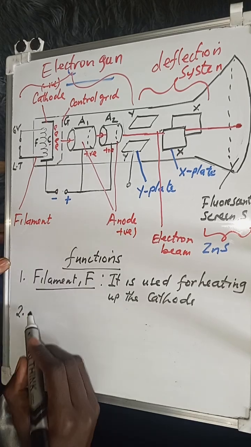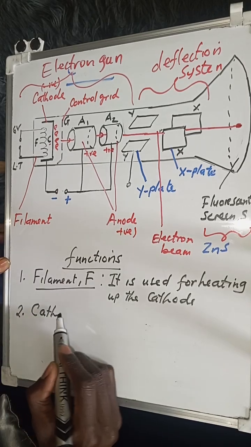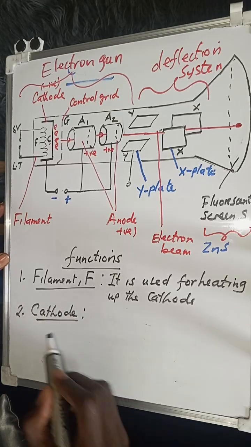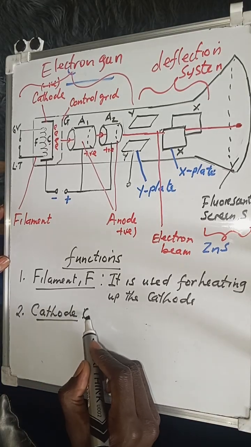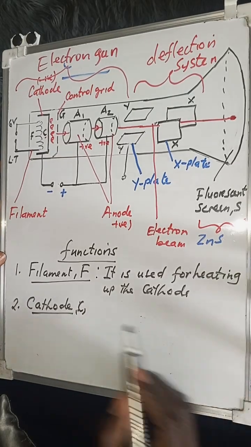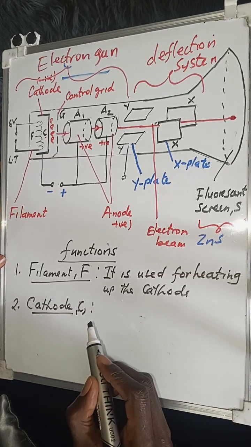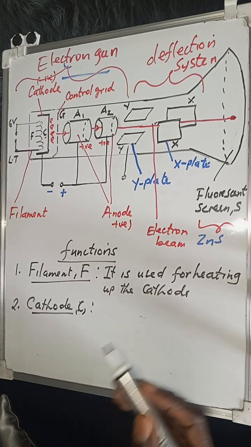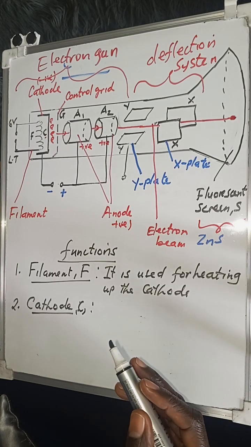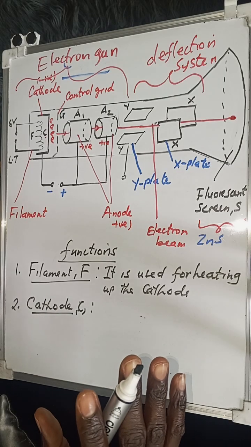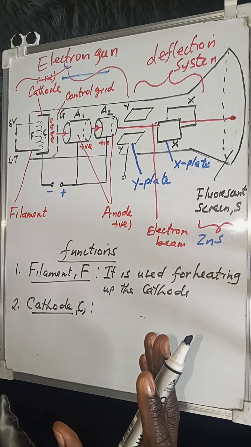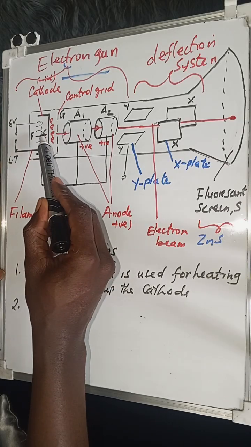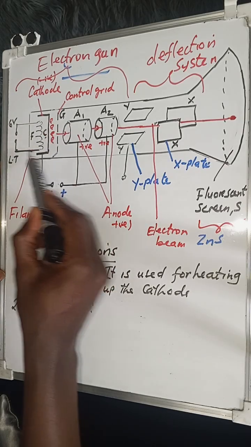Then the next one is the cathode. Remember the cathode is a metal plate. So what does the cathode C do? It produces free electrons by thermionic emission. When the cathode is heated by the current from a low tension supply, free electrons are thermionically emitted from its surface.